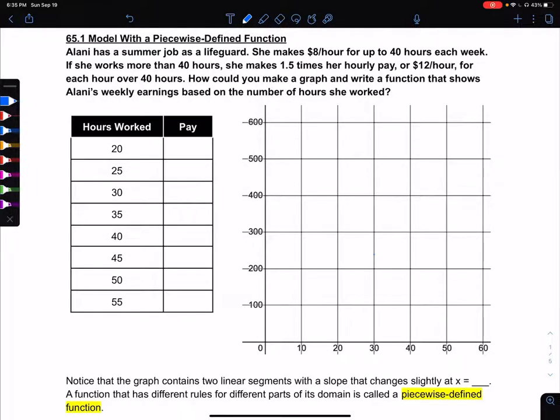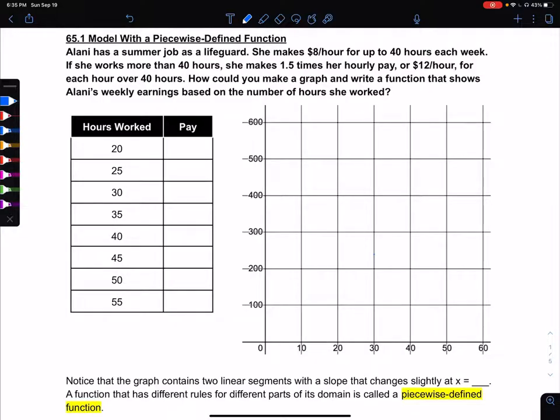In this video, we're going to look at topic 65, example 1, where we model with a piecewise defined function. So Alani has a summer job as a lifeguard. She makes $8 an hour for up to 40 hours each week, and if she works more than 40 hours, she makes 1.5 times her hourly pay, or $12 an hour, for each hour over 40 hours.